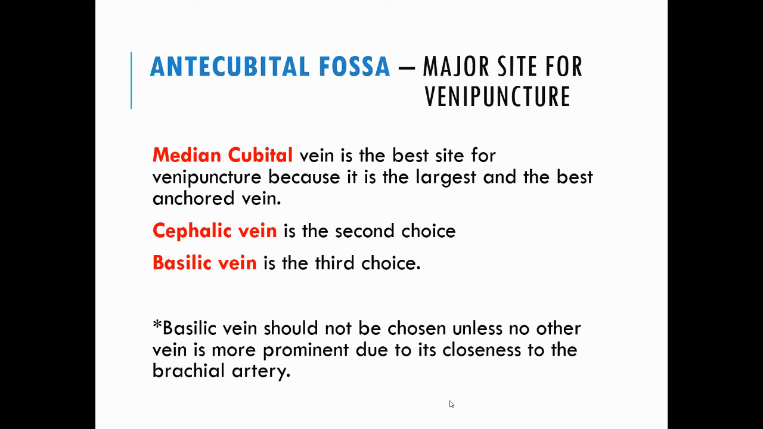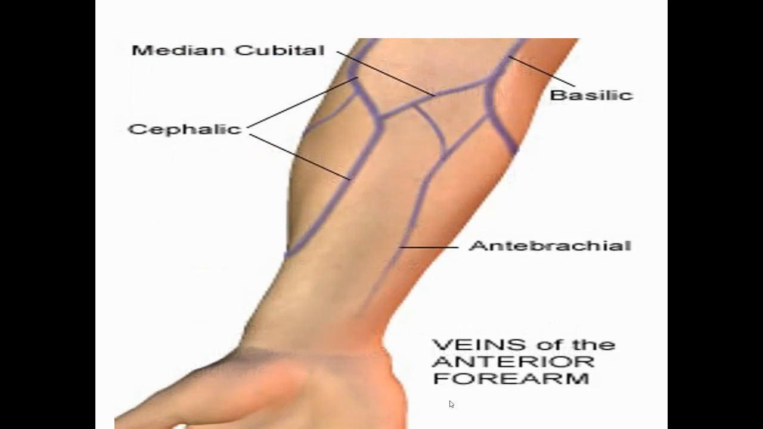The basilic is really painful and it should not be chosen unless there is no other prominent vein, because the basilic vein is close to the brachial artery. If you hit the brachial artery, it gives the patient severe pain. Now, this is the antecubital fossa.